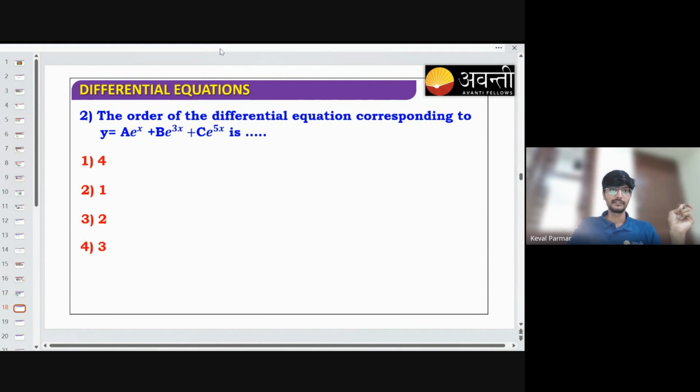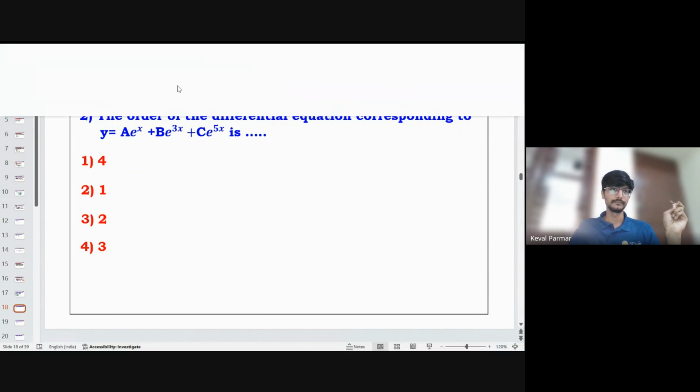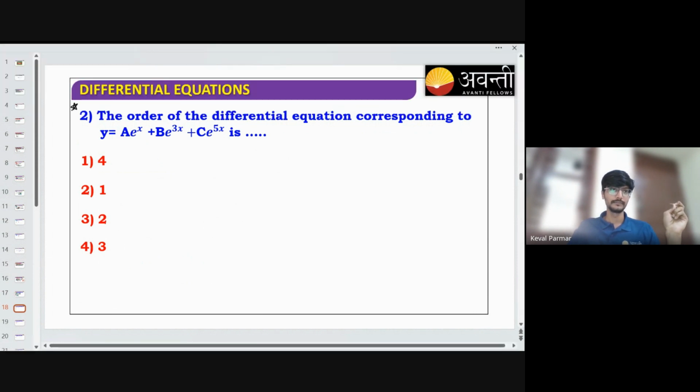Next question is on order. Tell me, what is the order? This is a good question. Interesting. This is not a differential equation. This is a simple equation. What do I have to do? To find order, I need a differential equation. And to get a differential equation, I need to differentiate it. How many times do I have to differentiate? As many times as there are arbitrary constants. Now, how many arbitrary constants are there? 3. A, B, and C.